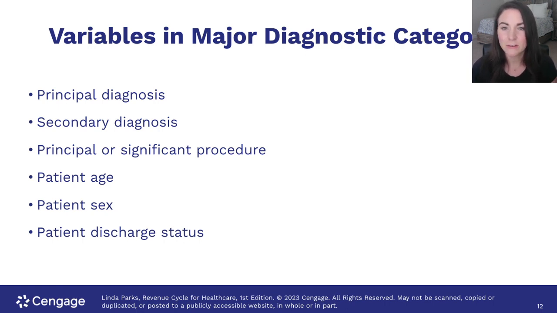Principal diagnosis. So this is the main reason the patient is in the hospital. What's the cause for this need of treatment? The secondary diagnosis is all of the other conditions that the patient has when they're admitted, or that they develop while they're there, and that affect what treatment they get or how long they stay in the hospital.